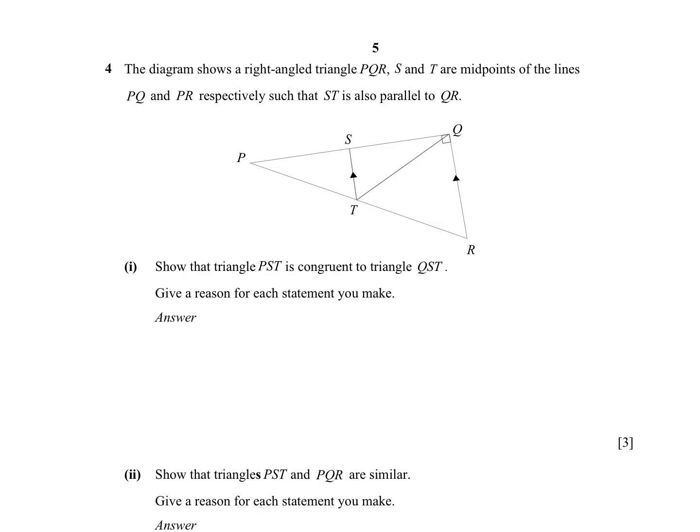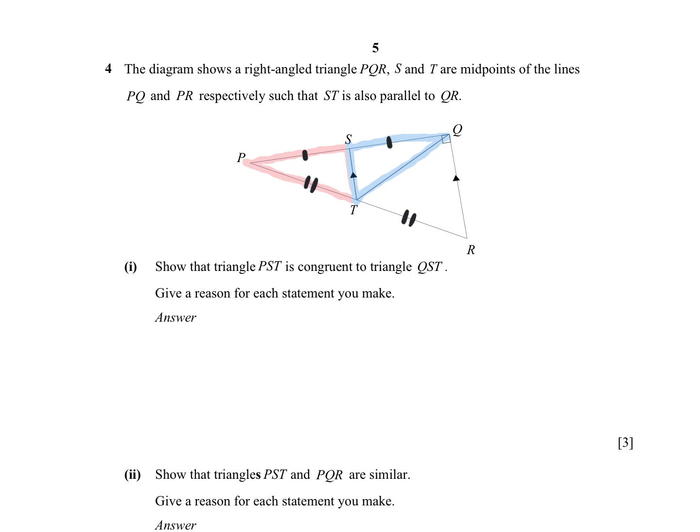Okay, next one is this one. Congruency and similarity. They say, can you show that PST is congruent to QST? For congruency, remember they tell you that S and T are midpoints of the two lines. So if S is the midpoint of this line, these two are the same. If T is the midpoint of QR, these two are the same. Go and mark it down first, then you can use the reason for later.